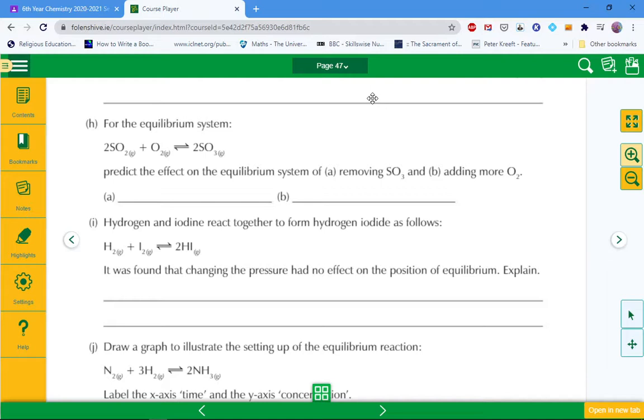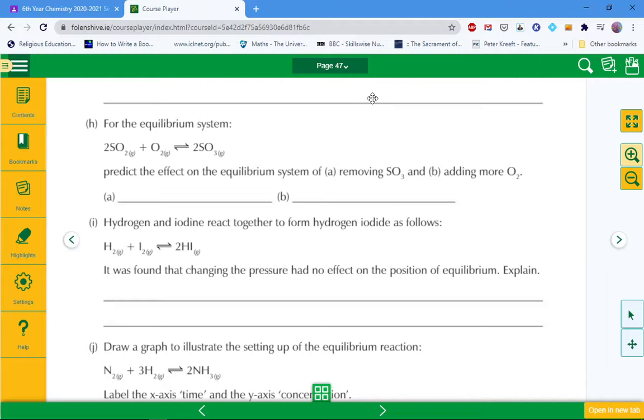And what about adding more O2? Well, again, if you add more O2, you're increasing the concentration of O2. That's a stress. What will the system do? Try to decrease the concentration of O2 by getting it used up. And in this system here, it'll move away from the O2 again towards the SO3. So by removing SO3 and adding O2, you're driving equilibrium in both situations towards the right-hand side.